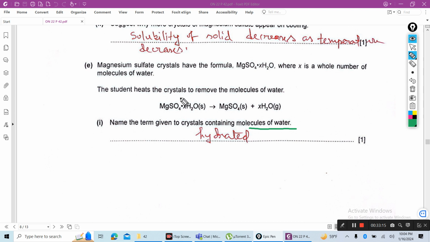So when a crystal contains water molecules, this is known as hydrated. This name is hydrated magnesium sulfate and this name is anhydrous magnesium sulfate. Hydrated means with water, anhydrous means without water.